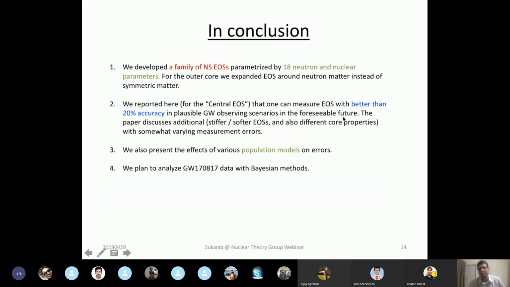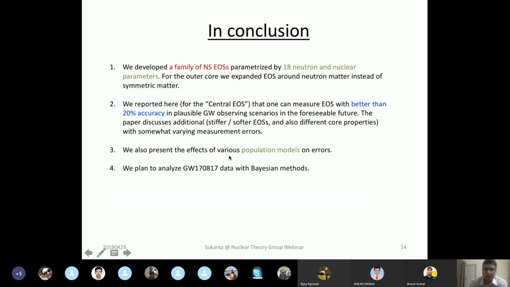By foreseeable future, I mean a future expected in the coming few years. This paper discusses additional equations of state, not just the central one, but there are too many curves. If you are interested, they're all given in the last few pages of the paper on which this talk is based. Of course, as you change those equations of state from stiffer to softer, the measurement errors also change, but in many cases they still remain within 20%, which bodes well.